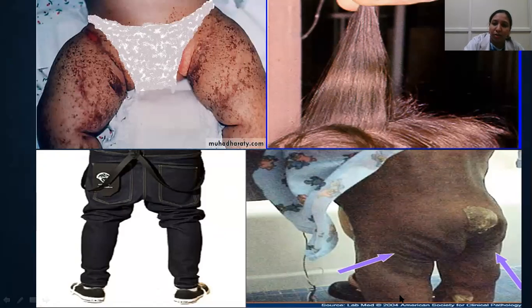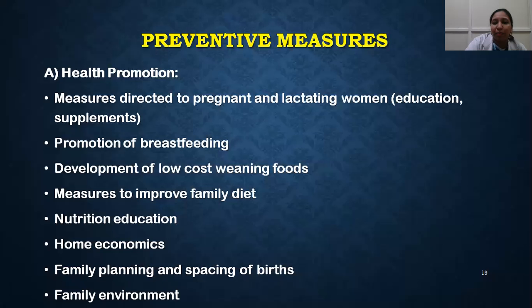So here also in the marasmic child, there are baggy pants due to the loosening. There is no fat. The buccal fat is completely lost, like the gluteus maximus and all the fat is completely lost. So you can see the folds of the skin as a baggy pant appearance.